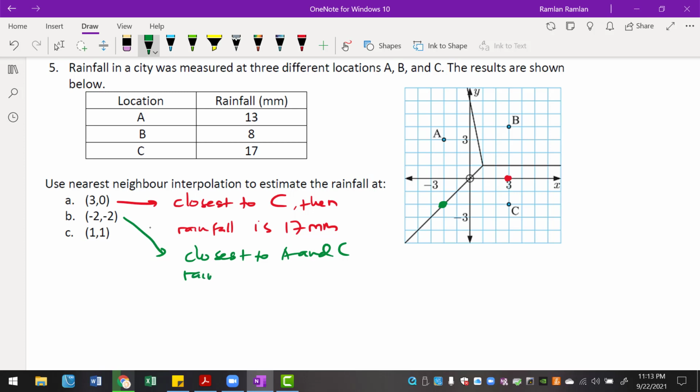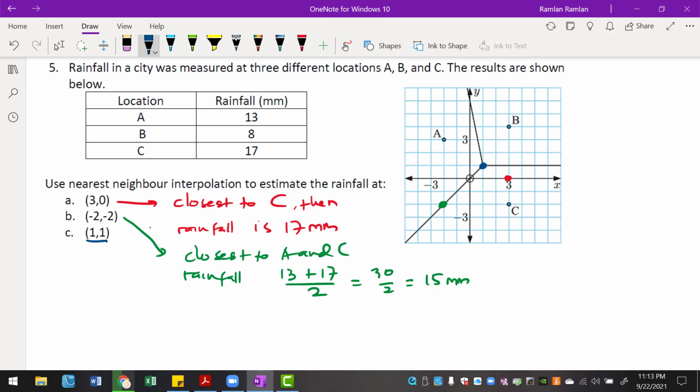So the rainfall will be the average of A and C, which means 13 plus 17 divided by 2. So 13 and 17, because we have 2 sides, then divide that by 2. So you get 30 divided by 2, which equals 15 millimeter. Okay, next one is 1 comma 1. So 1 comma 1 is about here.